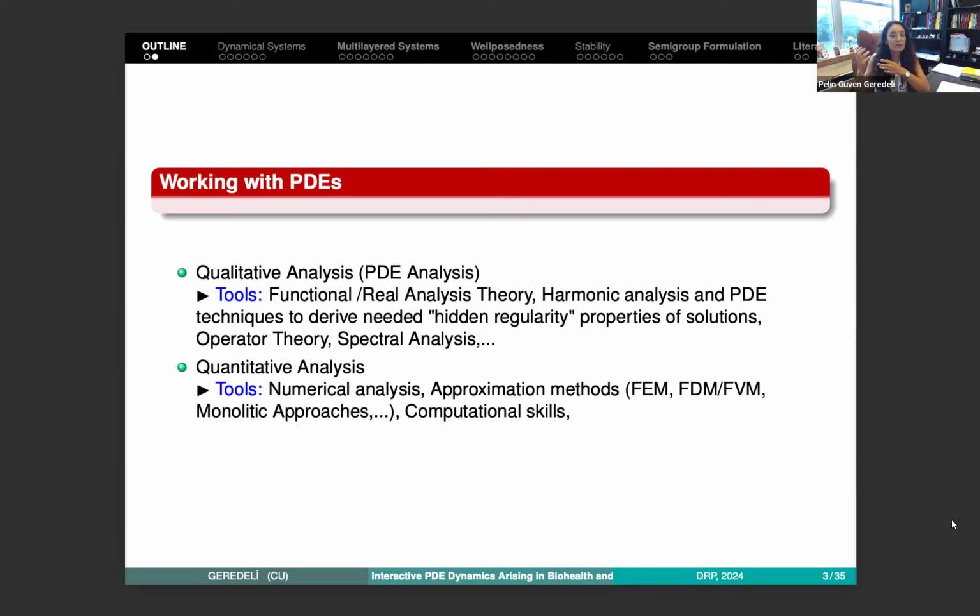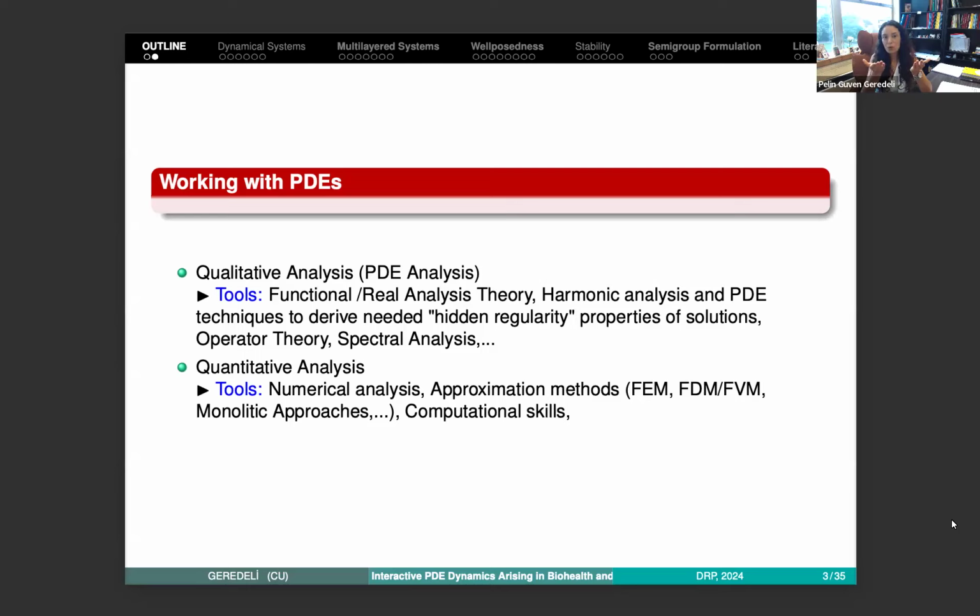Of course, we have a recipe. Just like in everything, if you are cooking something in the kitchen, you follow a recipe, right? So we do the same thing in order to prove wellposedness, existence and uniqueness. We use some theory from functional analysis, real analysis, or some other analysis stuff. So this is the theoretical part.